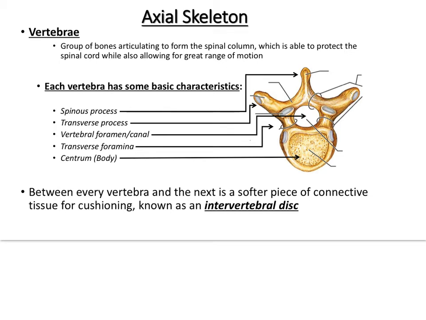Now, after the cranium, we have your vertebral column, right? Your vertebrae. And we'll take a look at some of these in class. You can kind of handle them a little bit so you get a better idea of what the shape and size of these things is. But the vertebrae are a bunch of bones that make up your spinal column.